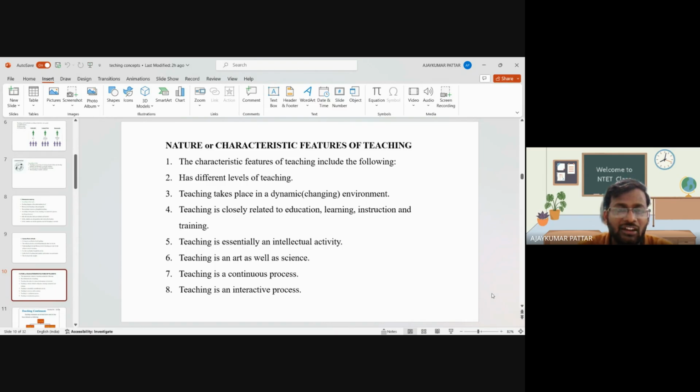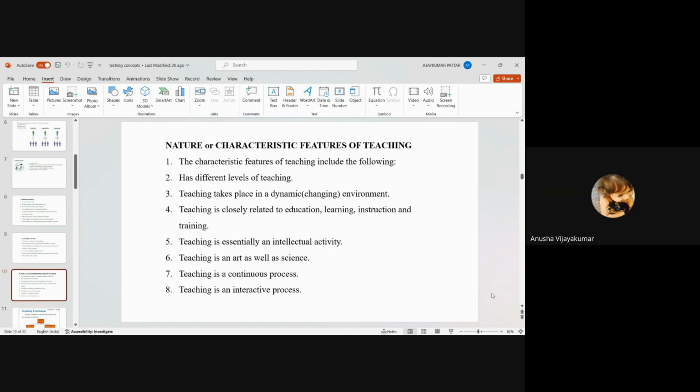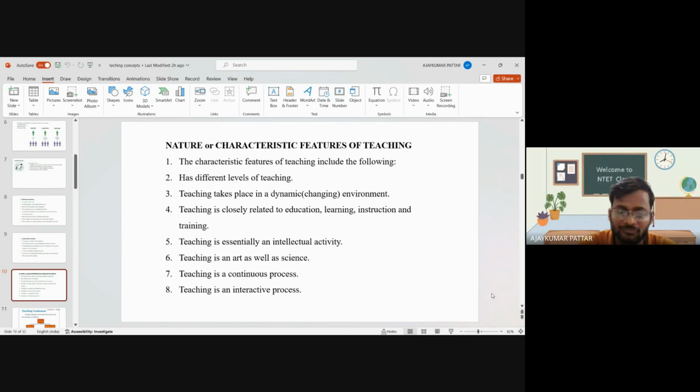I hope you understood the nature or characteristic features, this is a simple one actually. Briefly summarizing, it has different levels. Teaching takes place in a dynamic environment. Teaching is closely related with education, learning, instruction, and training. Teaching is an essential intellectual activity. Teaching is an art as well as science. Teaching is a continuous process. Teaching is an interactive process. Easy to understand. Any doubt here? No explanation is needed. It is self-explanatory. The sentences explain themselves. Can I go to the next slide?